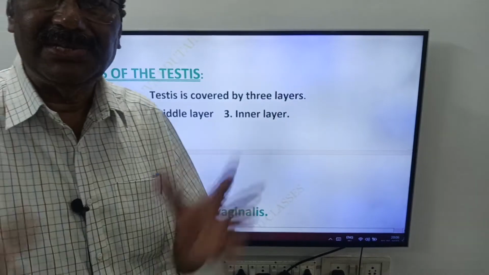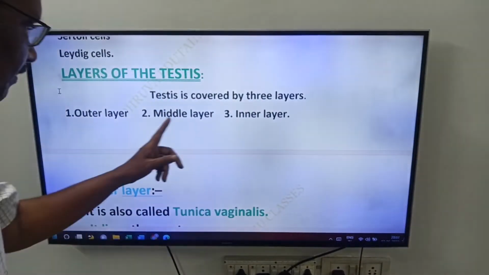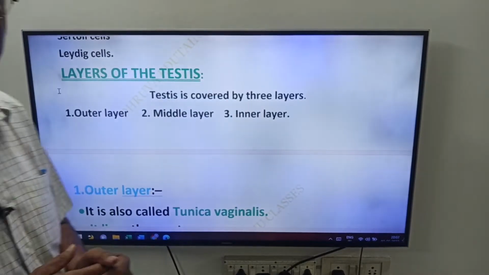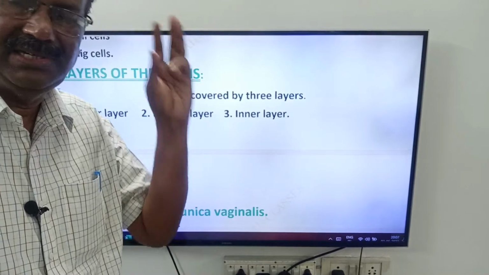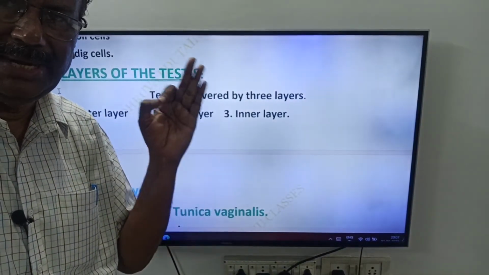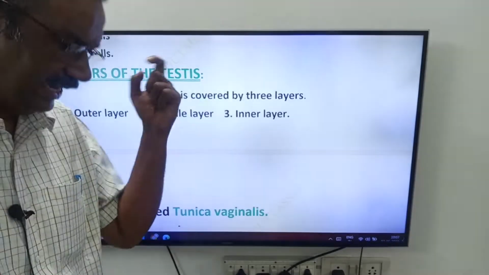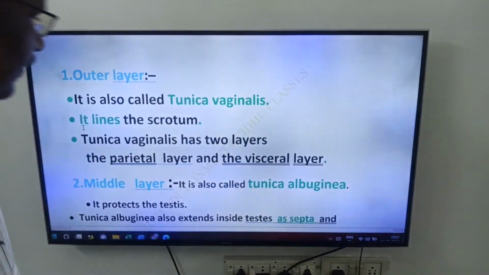Each testis is surrounded by three layers: the outer layer, the middle layer and the inner layer. Now we'll take them one by one. First, the outer layer.